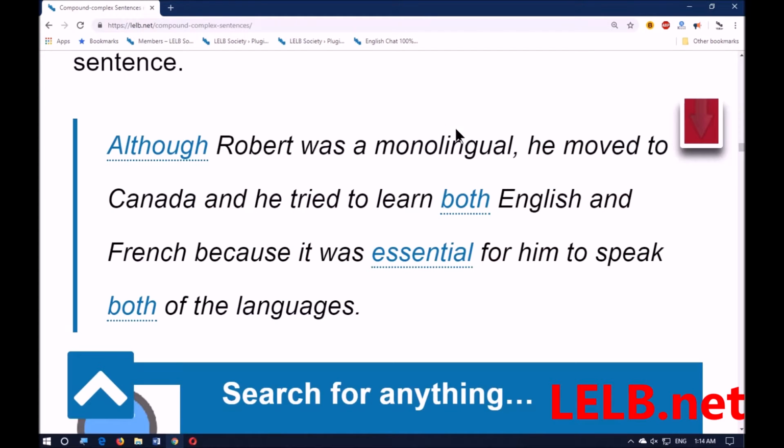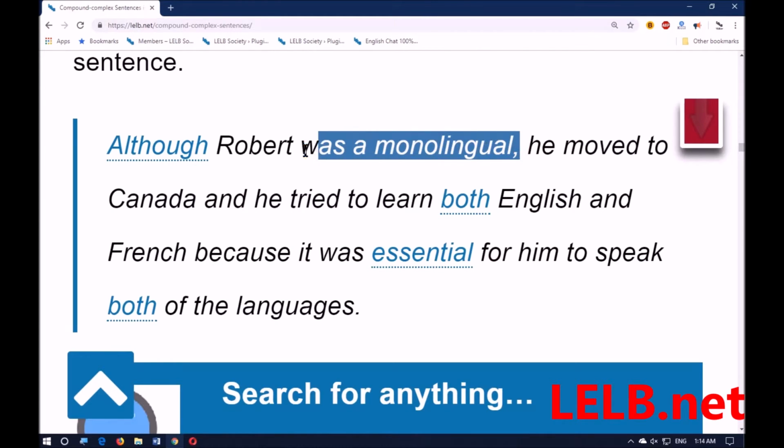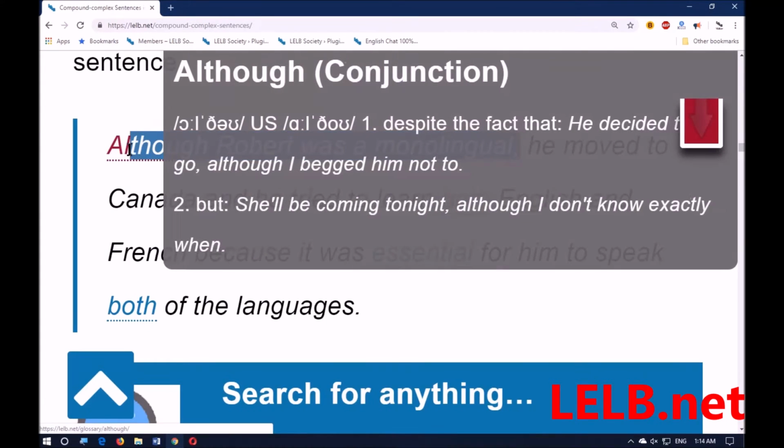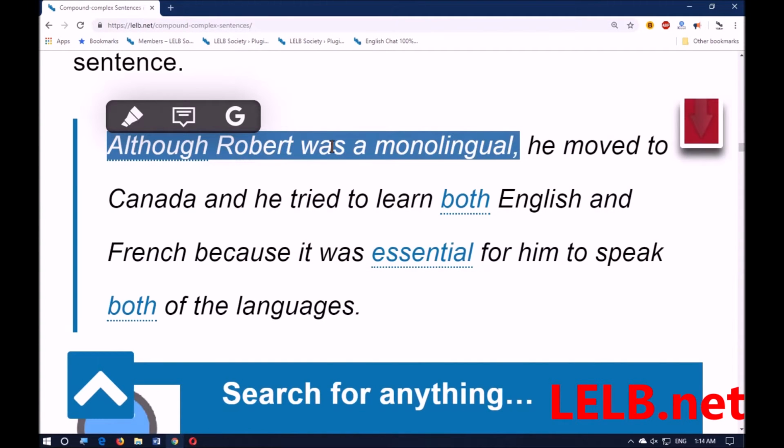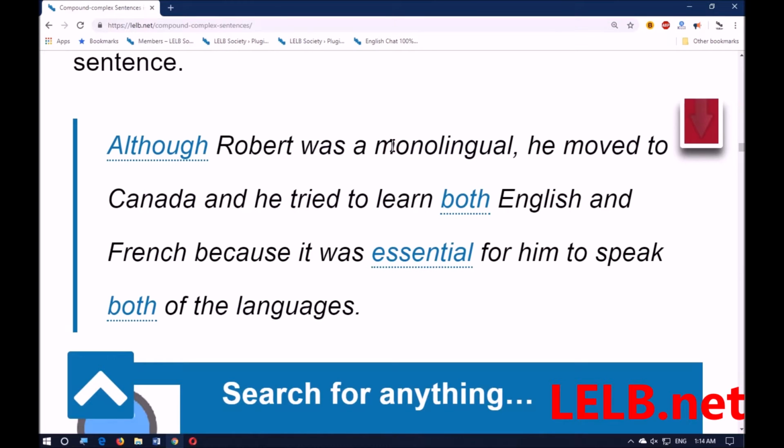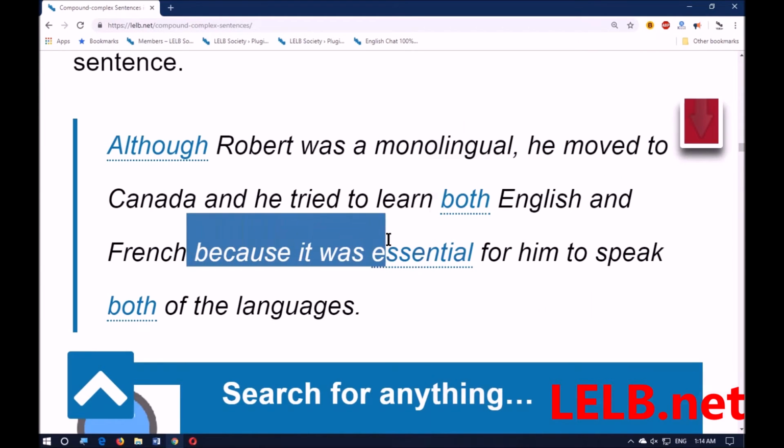Why? First of all, the first clause is a dependent clause: Although Robert was monolingual. It is a dependent clause, because it starts with a subordinating conjunction, although. He moved to Canada: a simple sentence, or an independent clause, and a coordinating conjunction. This is a coordinating conjunction: and he tried to learn both English and French. The second independent clause.